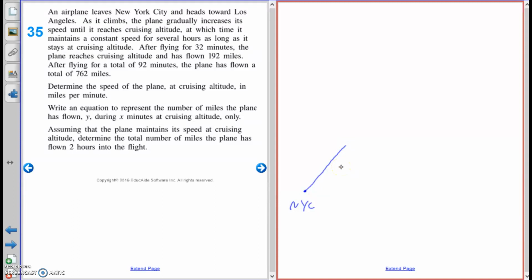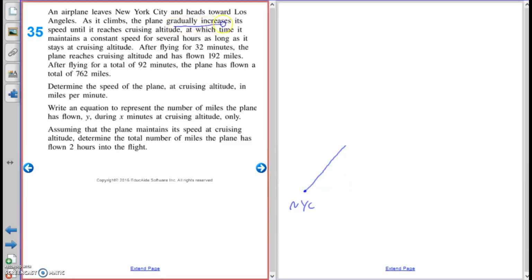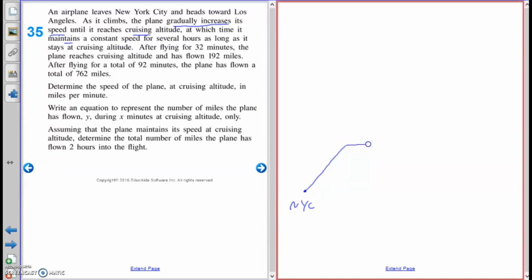It is at a constant speed for several hours after it's a cruise. So it gradually increases its speed until it reaches a cruising altitude, and then it maintains that cruising altitude for several hours. So it climbs, reaches cruising altitude, and then stays on a cruising altitude.